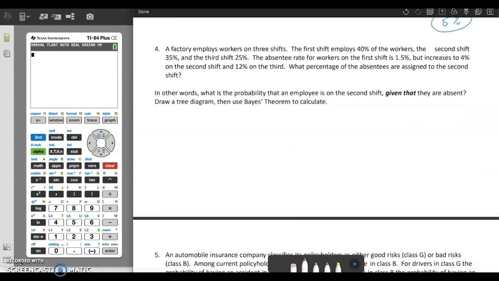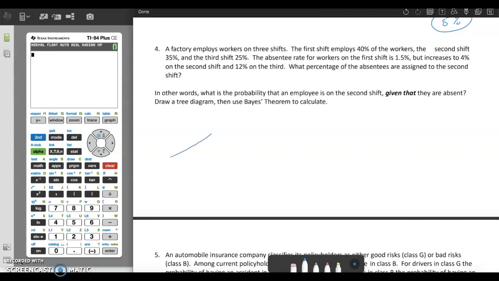So let's do another example where we use Bayes' theorem. In this one, it says a factory employs workers on 3 shifts. The first shift employs 40% of the workers, the second shift 35%, and the third shift 25%. The absentee rate of workers on the first shift is 1.5%, but increases to 4% on the second shift and 12% on the third shift. What percentage of the absentees are assigned to the second shift? In other words, what's the probability that an employee is on the second shift given that they are absent? Draw a tree diagram and use Bayes' rule.